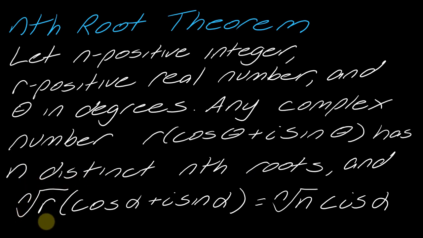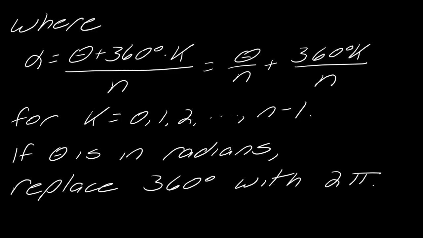And then the n distinct roots are found with this formula: the nth root of r times cosine alpha plus i sine alpha. What is alpha? Alpha has its own little formula, and it can be in degrees or in radians. If your theta is in degrees, then you find your solutions using this formula: theta plus 360 degrees times k, over n. And you will find one solution for each k from 0 to n minus 1.